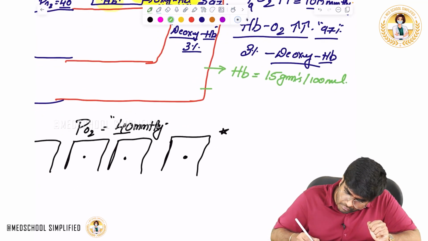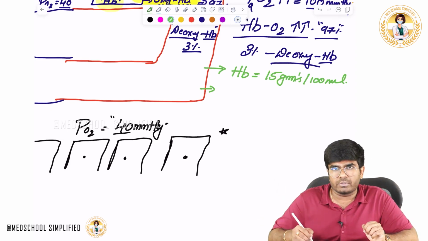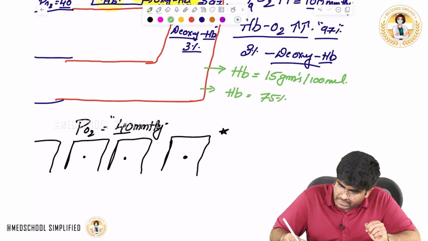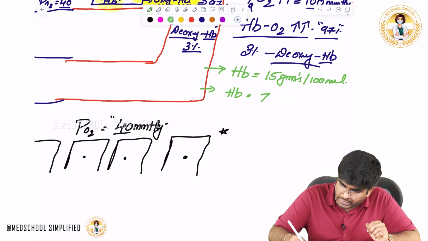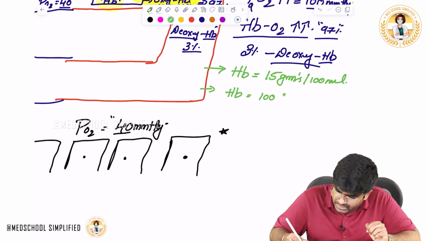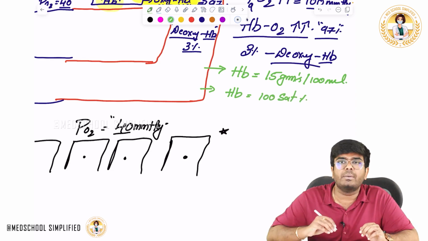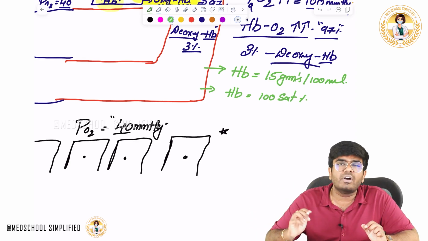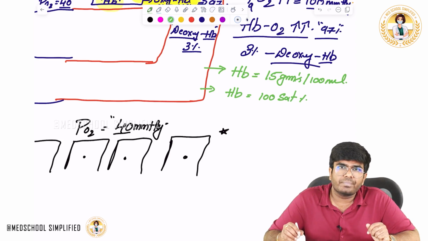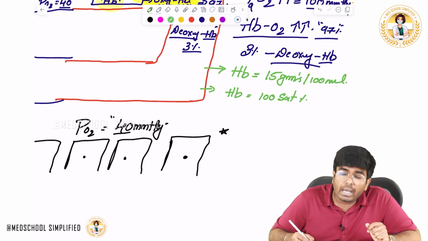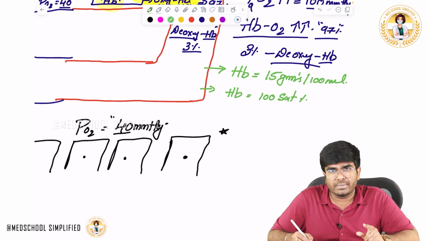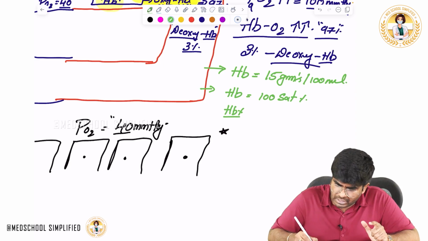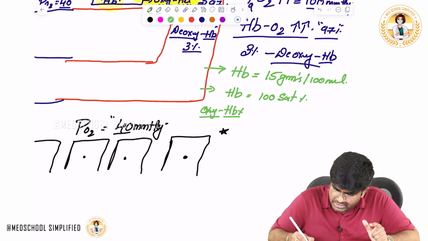Okay. Now one hemoglobin molecule is accepting how many molecules of oxygen? Hemoglobin is 100% saturated. Hemoglobin is 100% saturated, means one hemoglobin molecule is accepting 4 molecules of oxygen. Okay, and how much hemoglobin percentage is oxyhemoglobin? How much is oxyhemoglobin?